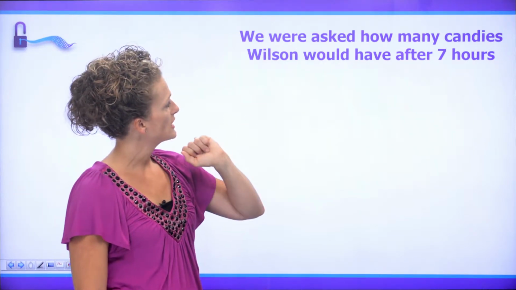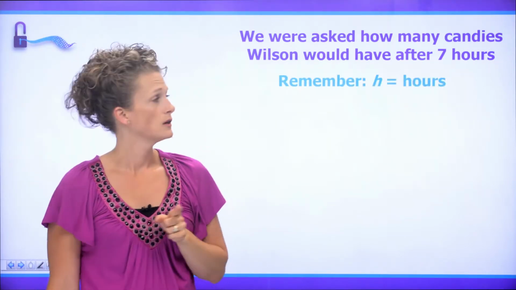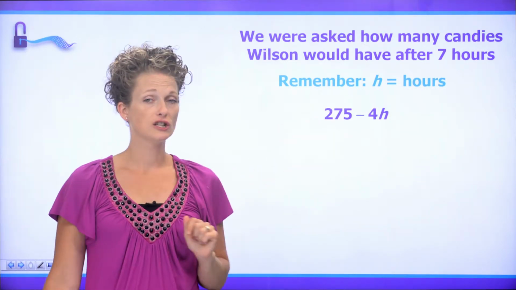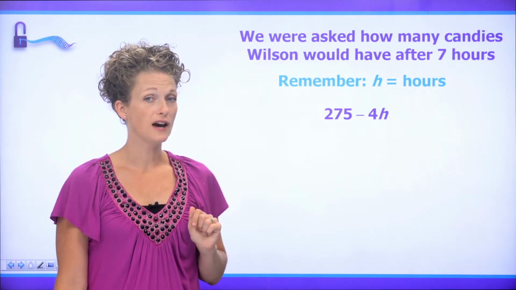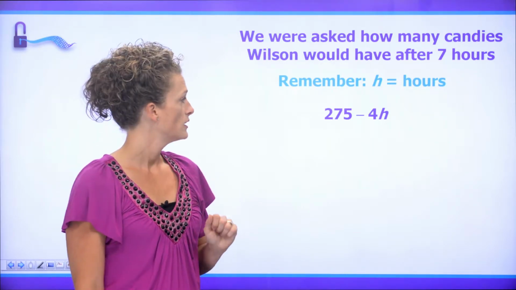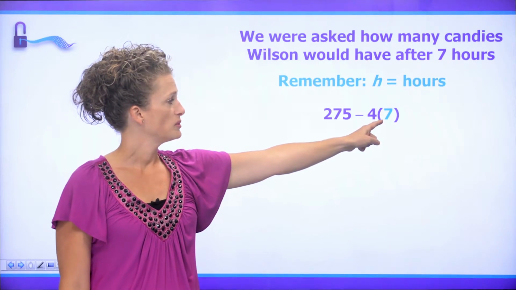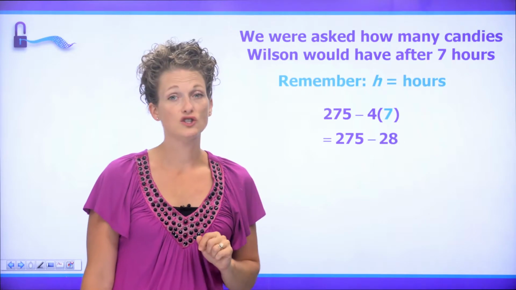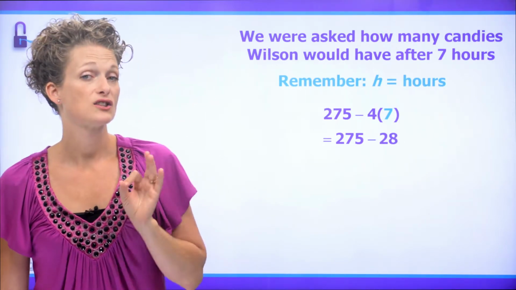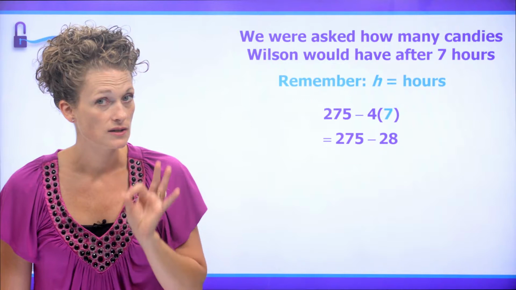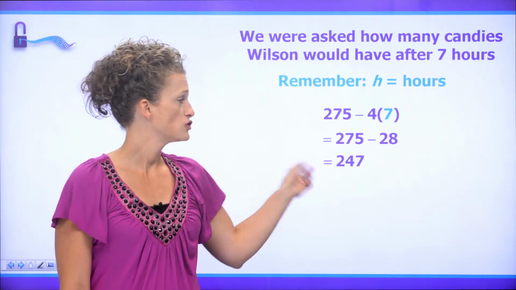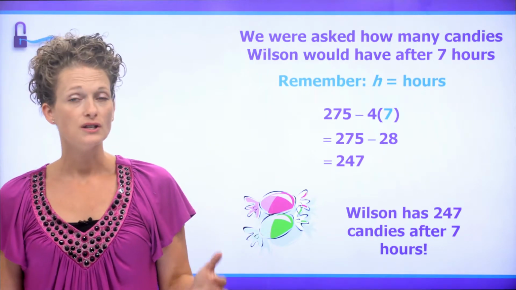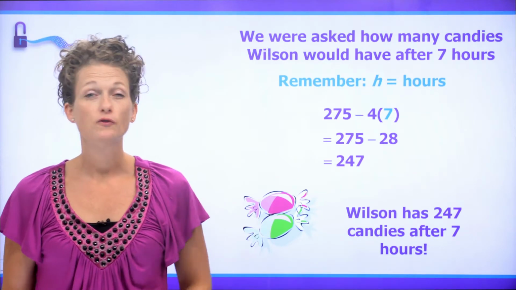Okay, we were asked how many candies Wilson would have after 7 hours. Well, h is the number of hours. That's what we defined it as. Our expression was 275 minus 4h. So we replace our hours with a 7, and we go ahead and multiply, so we get 275, subtract the 28 candies that were eaten in those 7 hours, and we find that we have 247 candies left. So after 7 hours, Wilson has 247 candies.